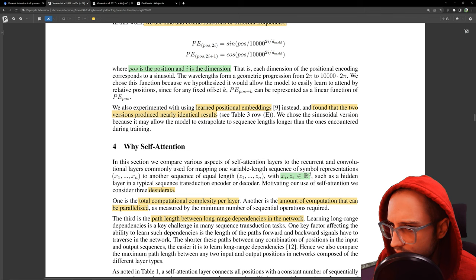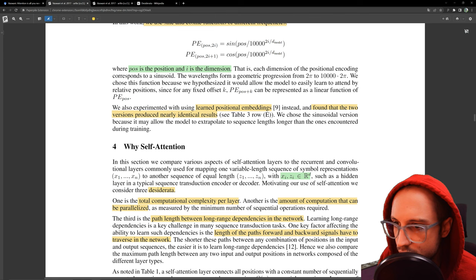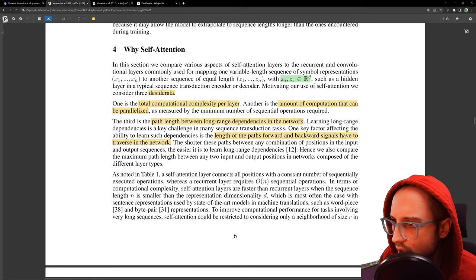Learning long-range dependencies is a key challenge. One key factor affecting the ability is the length of the paths forward and backward signals have to traverse in the network. Yeah, so this is where the residual connections are key, where it reduces the path that signals have to go. Self-attention connects all positions with a constant number of sequentially executed operations, whereas recurrent layers require O of n sequential operations. Self-attention layers are faster than recurrent layers when the sequence length n is smaller than the representation dimensionality d, which is most often the case.